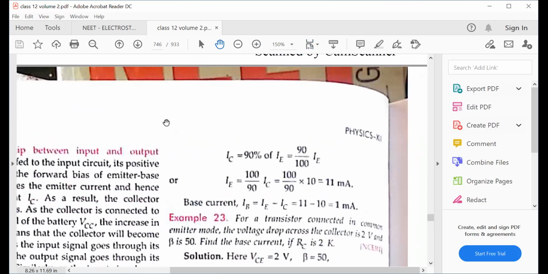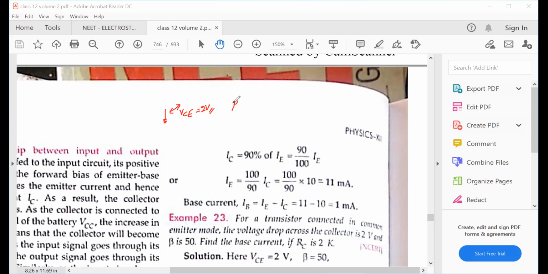Question number 23. For a transistor connected in a common emitter mode, the voltage drop across the collector is 2 volts and beta is 50. Find the base current if RC is 2K. In common emitter CE configuration, the emitter is grounded, so the voltage across the collector is your VCE. VCE is 2 volts.